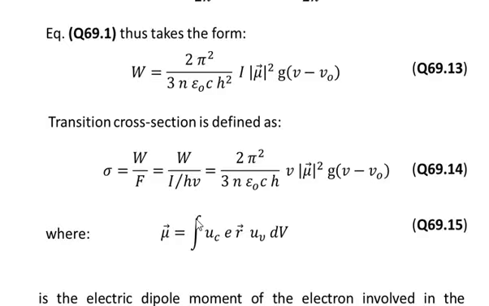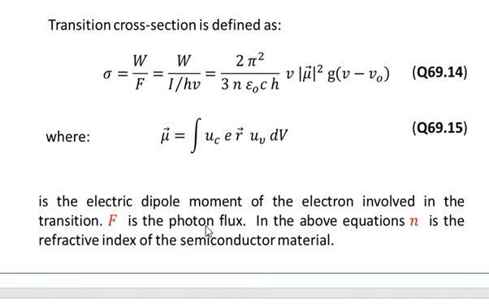where mu is given by the integral of uc, that is the spatial part of the Bloch wave function for the conduction band, multiplied by er, multiplied by the spatial part of the Bloch wave function for the valence band represented by uv, and the integral is over the whole volume of the specimen. So mu is the electric dipole moment of the electron involved in the transition, capital F is the photon flux of the incident beam. In the above equation, n is the refractive index of the semiconductor material.